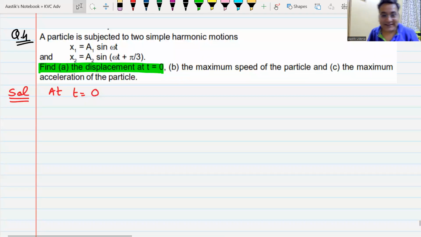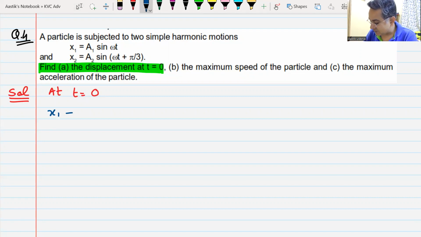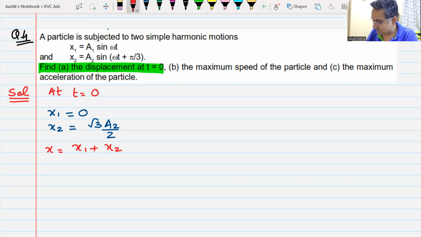Okay. At t is equal to 0, what is the value of x1? It is 0, sir. What is the value of x2? Root 3 A2 by 2. So what is the value of the displacement? That is the answer, my dear friend.